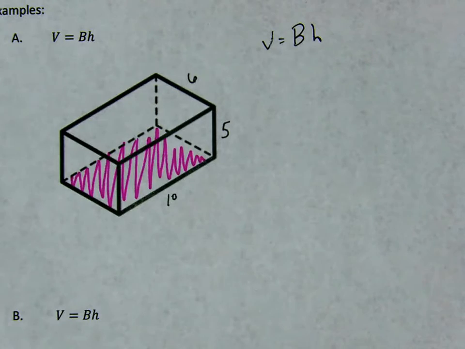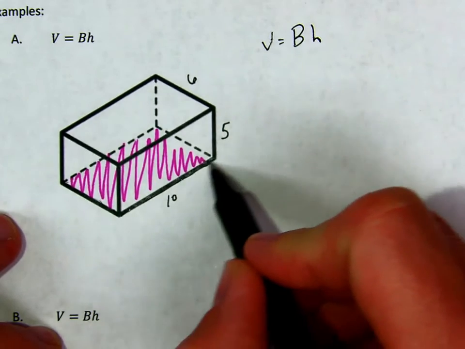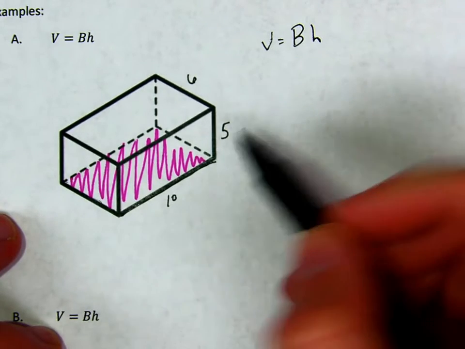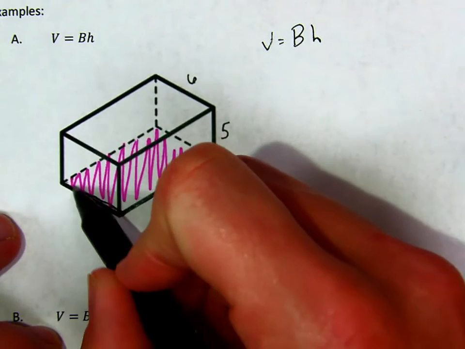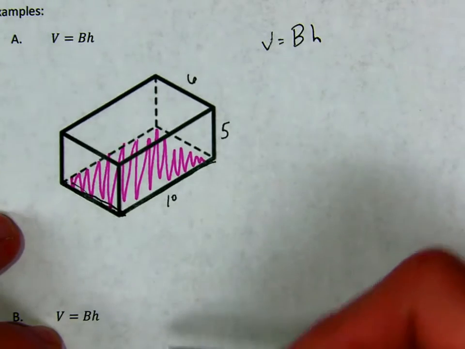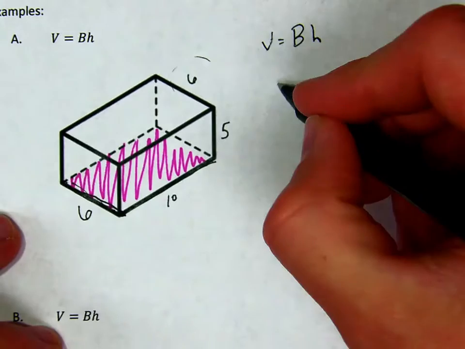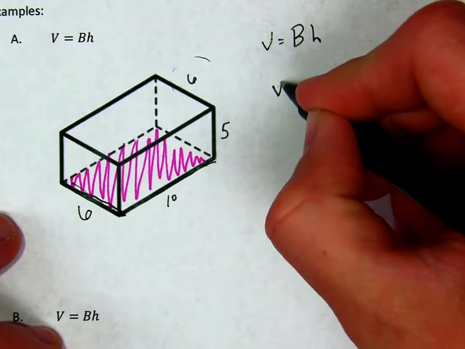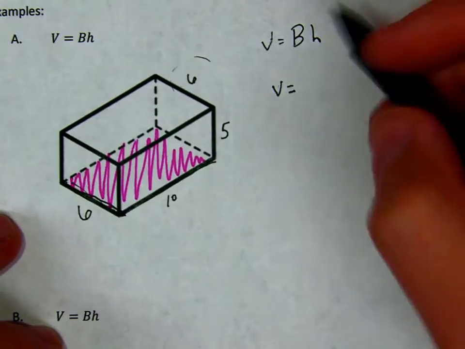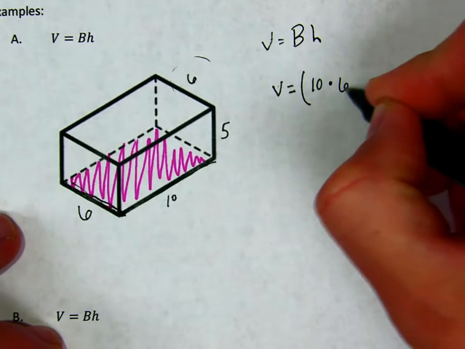So our dimensions of our base, this is obvious, is 10 on this side. What would be this length? Is there anything we can use here to find that length? The 6. It should be the same here. So now we're going to go on to volume equals, big B would be 10 times 6.